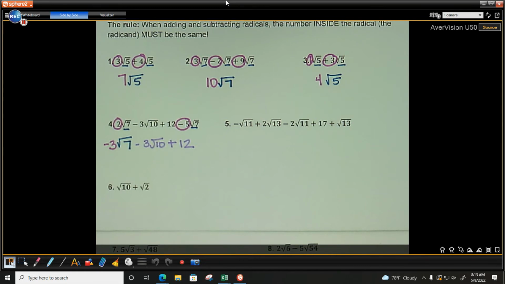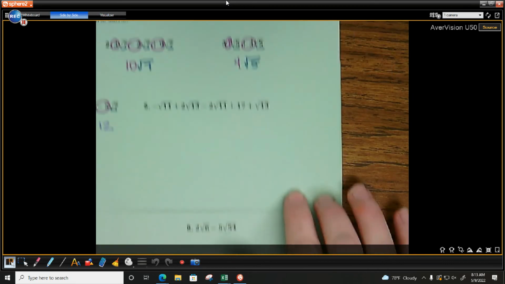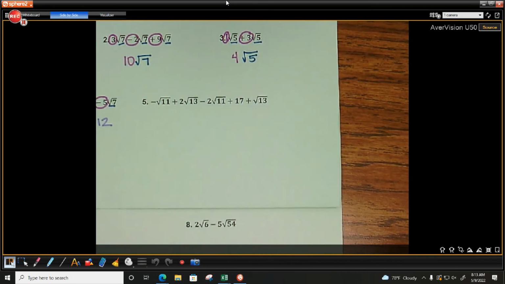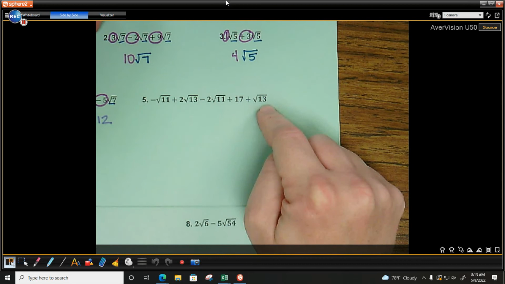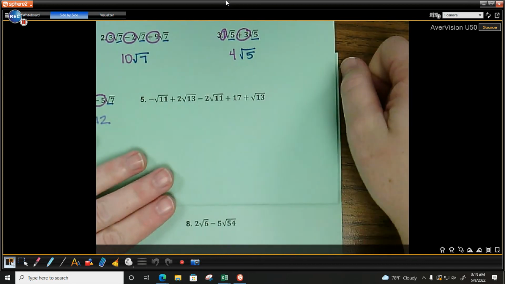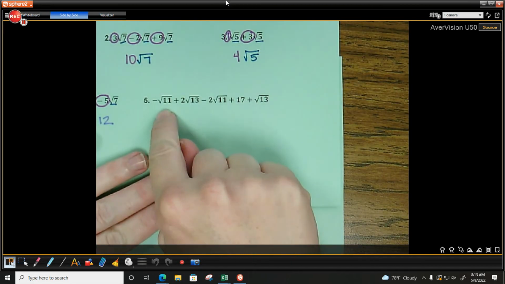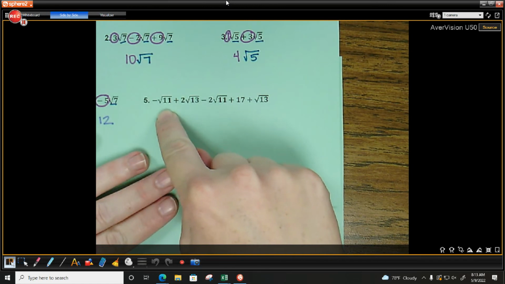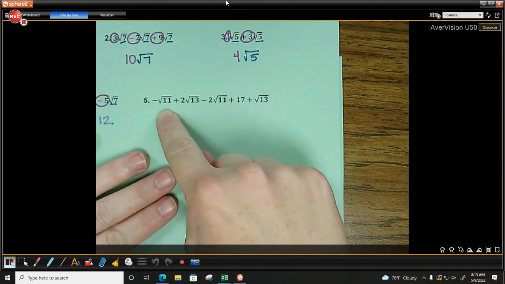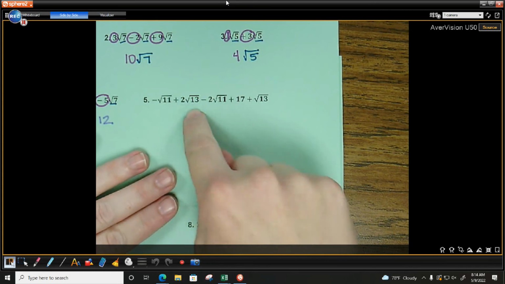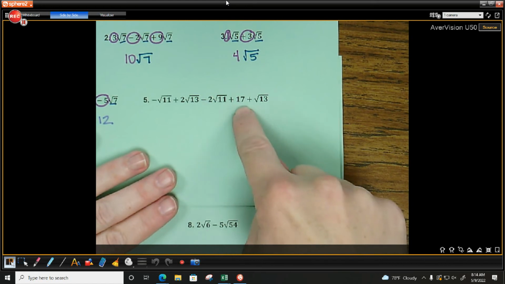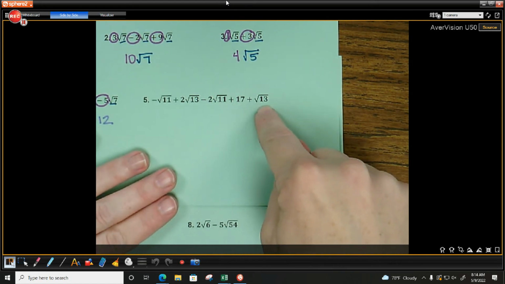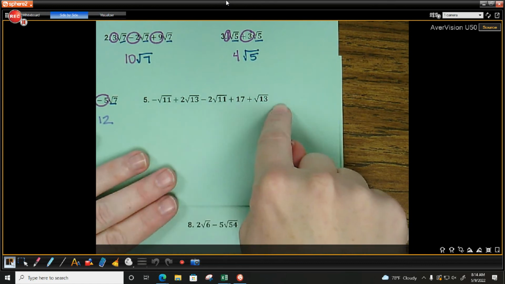How many terms do I have on number 5? 5. I have a square root of 11, square root of 13, square root of 11, 17, square root of 13. Okay. What kind of number is 11? Prime. 13? Prime. 11? Prime. 17 doesn't even have a radical. 13 is prime. So can any of these radicals simplify? No. So we don't have to simplify any of the radicals.